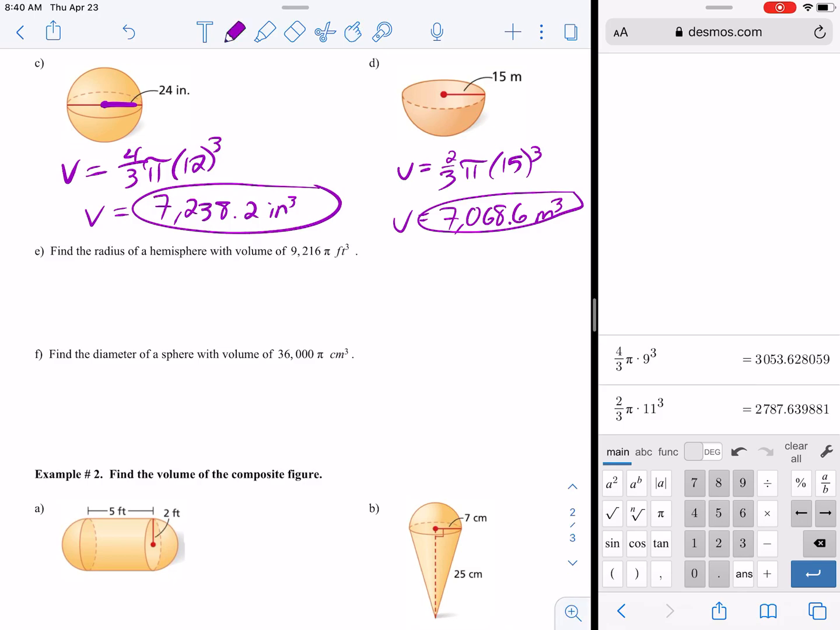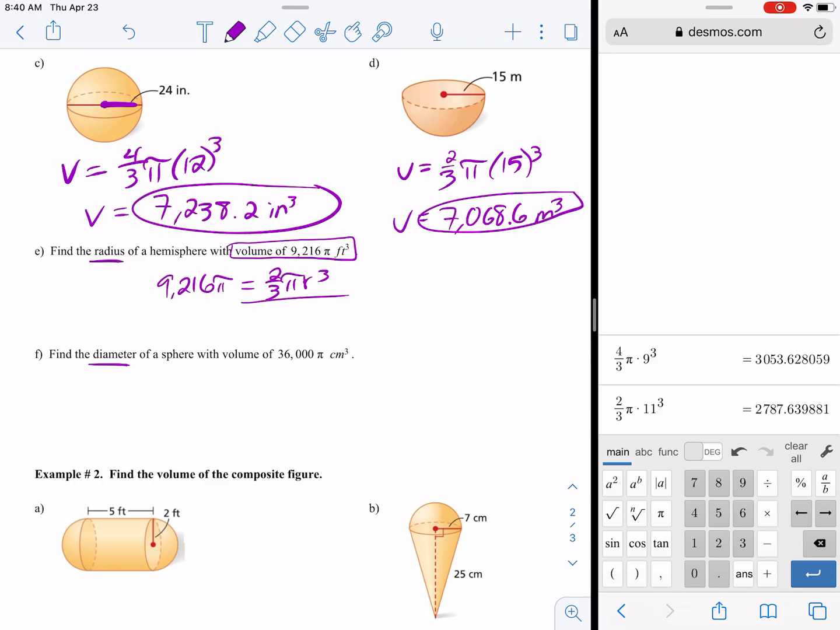Now when we're given the volume and we're asked to find different parts of a sphere or hemisphere. So for E, we're asked to find the radius, and for F, we're asked to find the diameter. Just punch in what you're given for volume, 9,216 pi, and set that equal to whatever volume formula we would be using here. And this is a hemisphere, so that would be 2/3 pi r cubed. And now we're just undoing this, solving for r.